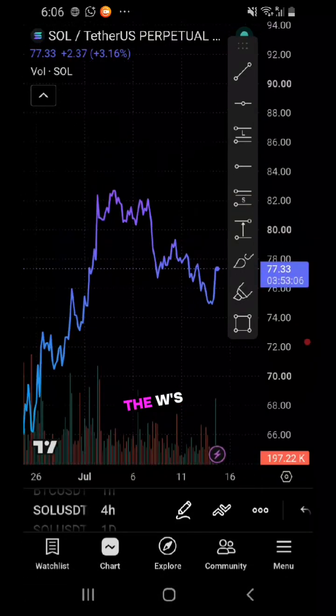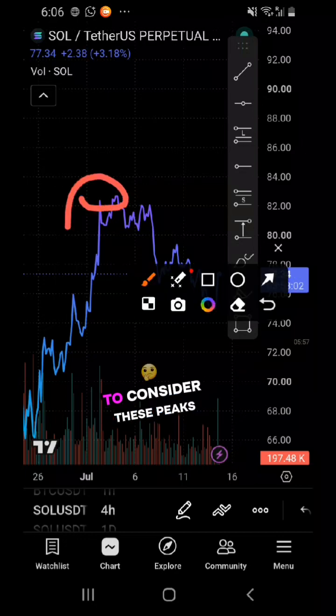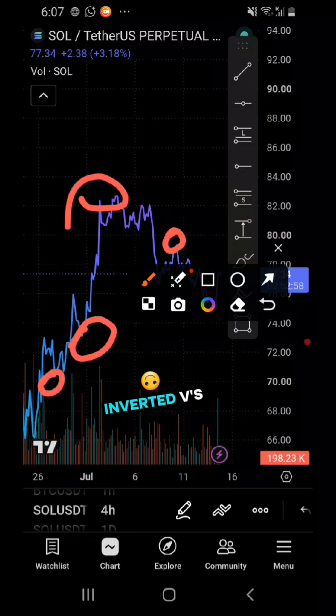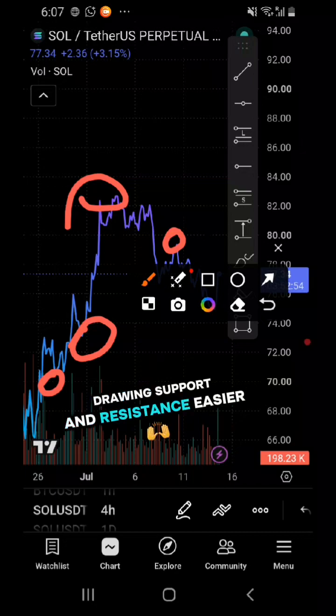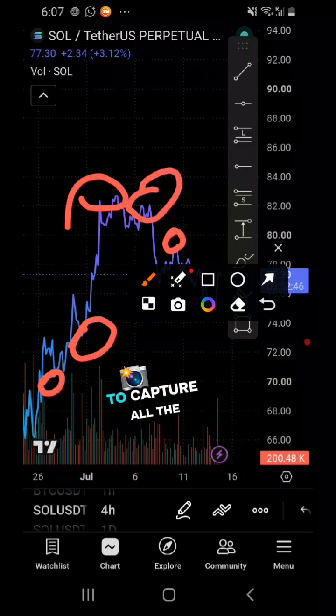so that we easily find the V's and the W's. When drawing support and resistance, it is important to consider these peaks, the V's and inverted V's, because they make your drawing support and resistance easier. That is why we have to get from the candlestick chart to the line chart, so that we get to capture all the V's and inverted V's that we want to use.